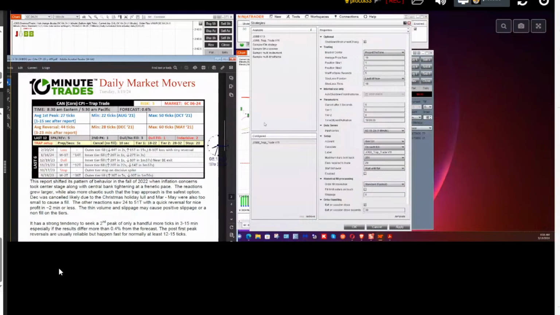And our tiers are going to be 18 and 28 with a stop of 20. 18 and 28. So tier 1 is 18 ticks. Tier 2 is 28. The time of the event is 8:30 for everybody out there. I'm using the newer trap trade software. So I do my time a little bit differently, but you all do 8:30 time of event. Prep seconds is 5. If you're going to trade it.